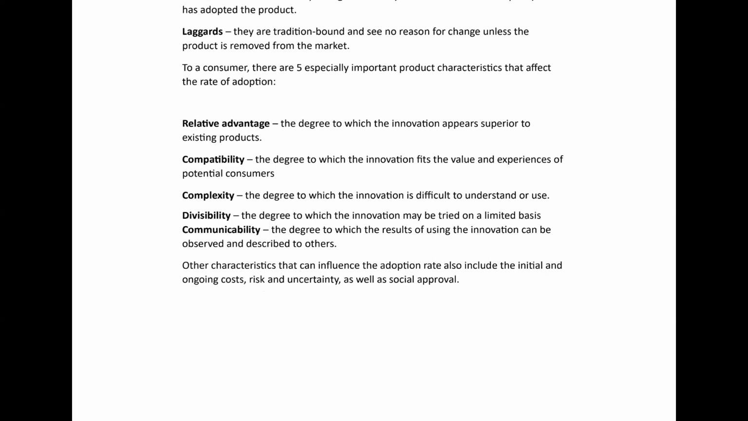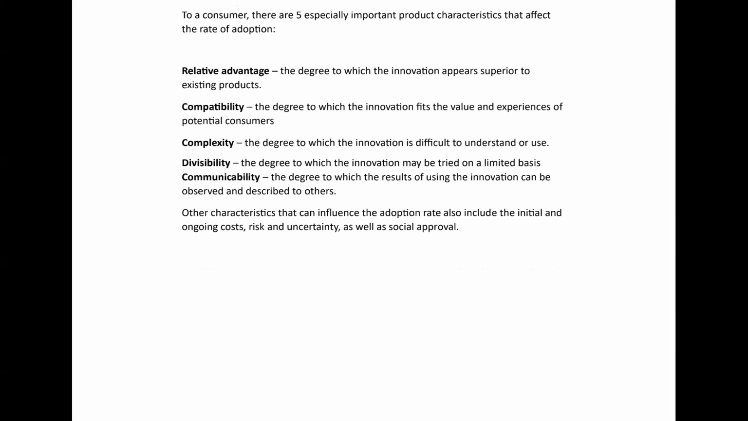Compatibility, which is the degree to which the innovation fits the values or the experiences of the potential customers. The complexity is the degree to which the innovation is difficult to understand or use. Is it difficult to use? That will also determine how fast people get it. Divisibility, which is the degree to which the innovation may be tried on a limited basis, and communicability, the degree to which the results of using the innovation can be observed or described to others.